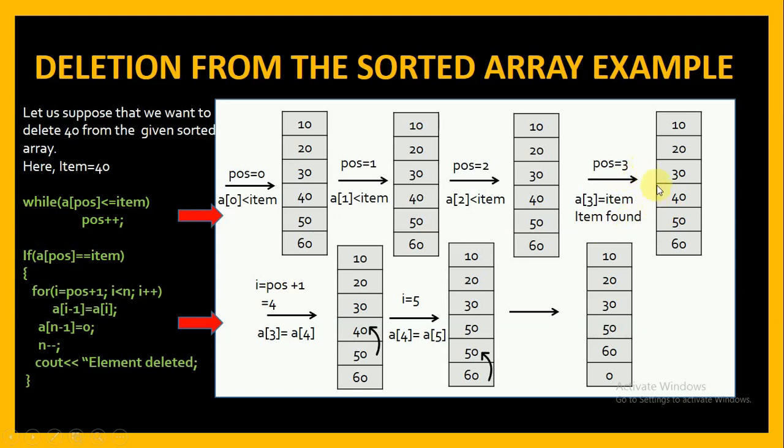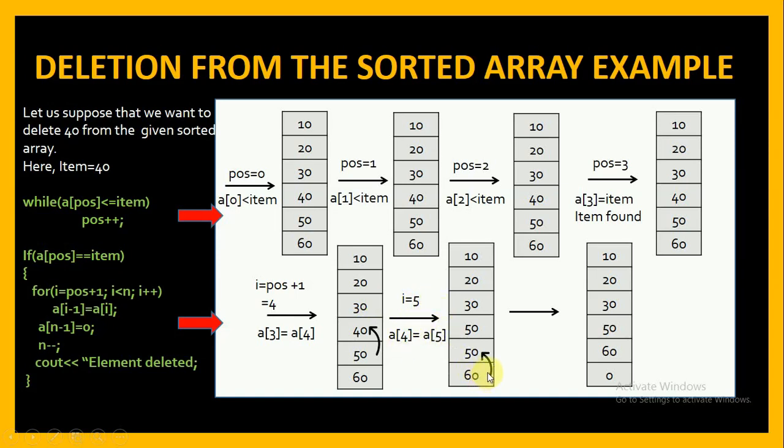Now what we have to do to delete this element, we will move all the other elements one step up. So you can see here i is equal to pos plus 1. The item has been found, i is equal to pos plus 1. Pos is what? 3. So i becomes 4, and we are saying a[i-1], a[i-1] is a[3], equal to a[4]. So the value of a[4] will be written to a[3]. You can see here a[4] will be written to a[3]. Now i will be incremented by 1. i will become 5. And now the value of a[5] will be written to a[4].